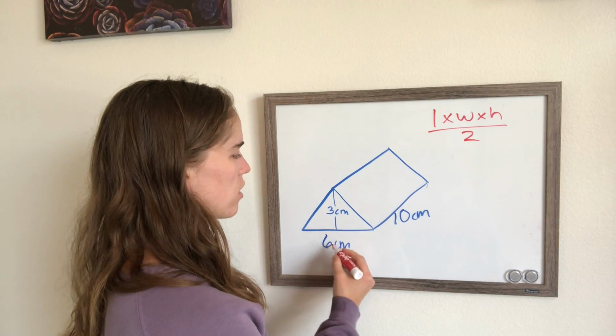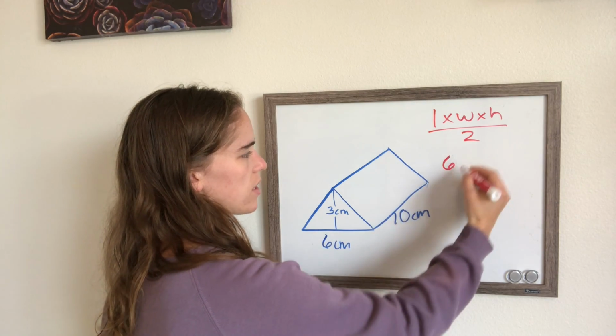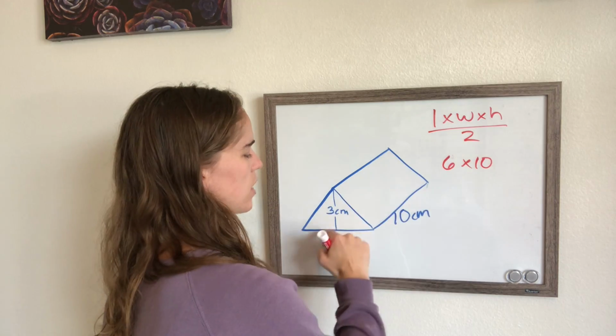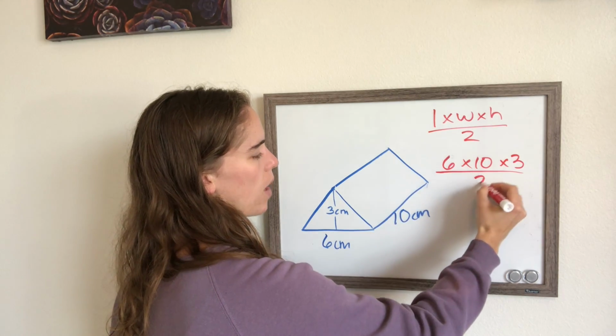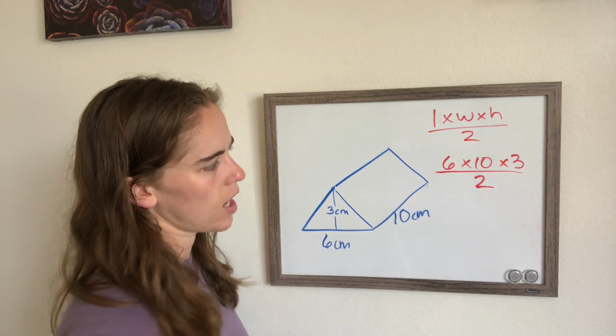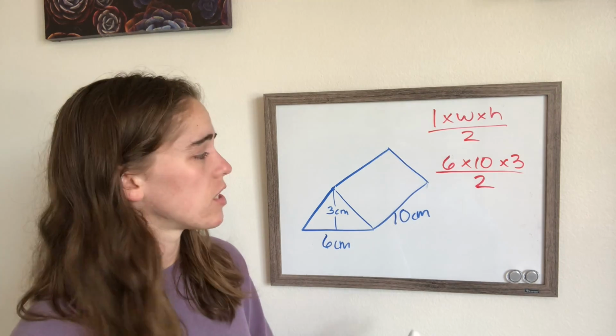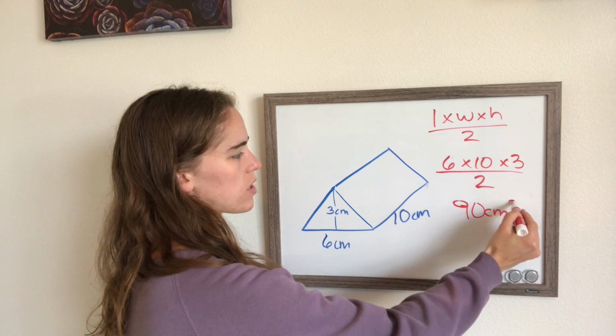If we do that, our length is right here. That's our 6 times our width is 10 times the height is 3. Now I'm going to take all of that and I'm going to divide it by 2. 6 times 3 is 18 times 10 makes 180. Then we're going to divide that by 2, which would give us 90 cubic centimeters.